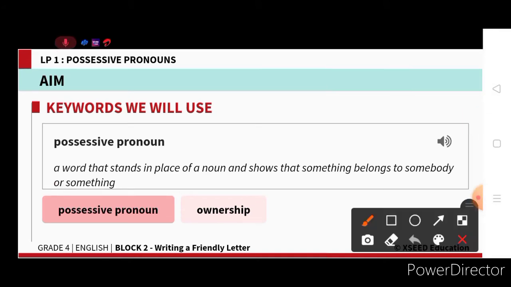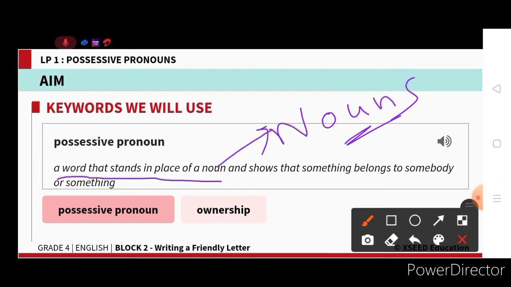Just now I was telling you that pronoun means the words which are used in place of nouns. So possessive pronoun means a word that stands in place of a noun. Till here it is the pronoun. And it shows that something belongs to somebody or something. It shows the ownership, the belongingness. It shows that whatever the thing is, it belongs to themselves. That is the possessive pronoun.